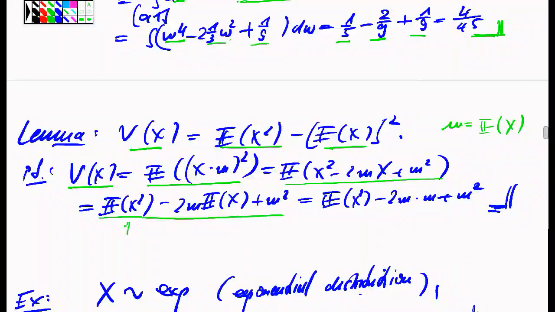Here, the first term is exactly this second moment. Second term is, since m goes as a factor in front of the expectation, the second factor is 2m times the expectation of X, but the expectation of X is what we call m. So in fact, this is minus 2m squared. This is a minus 2m squared, and we add m squared to that. So in the end, we end up with expectation of X squared minus m squared, which is the claim.